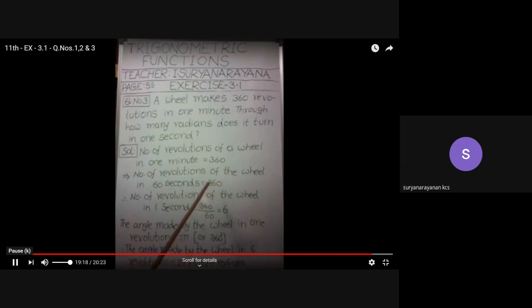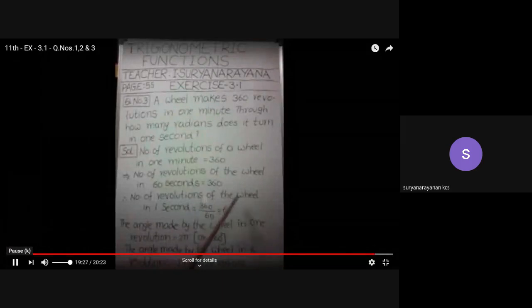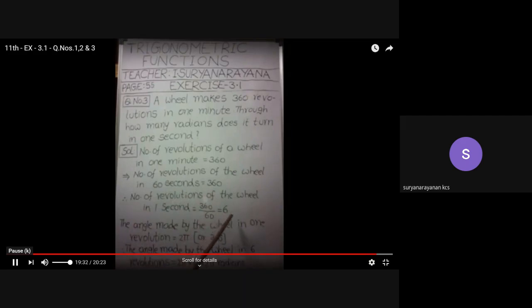Now let us find how many revolutions are made by the wheel in 1 second. Therefore, number of revolutions of the wheel in 1 second is equal to 360 by 60. That is equal to 6. Understood this step, my children? It means the wheel rotates completely 6 times in 1 second.